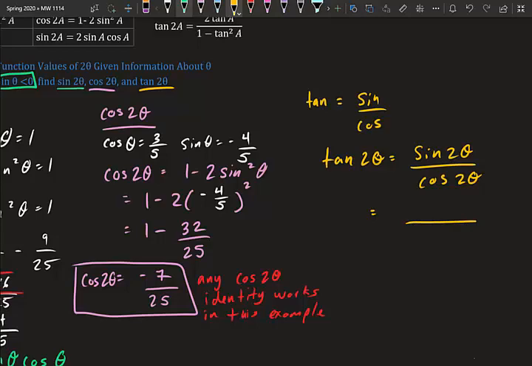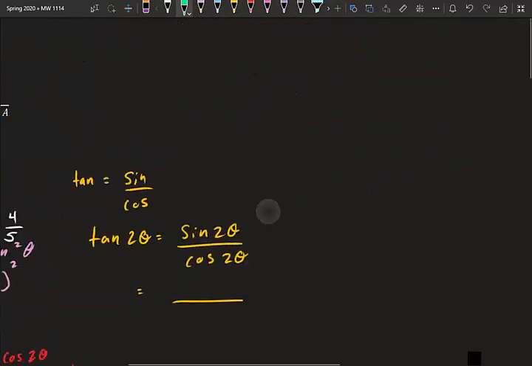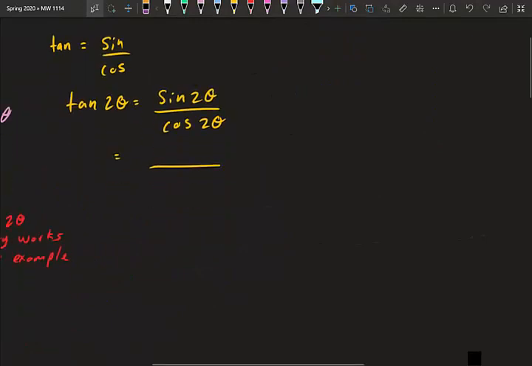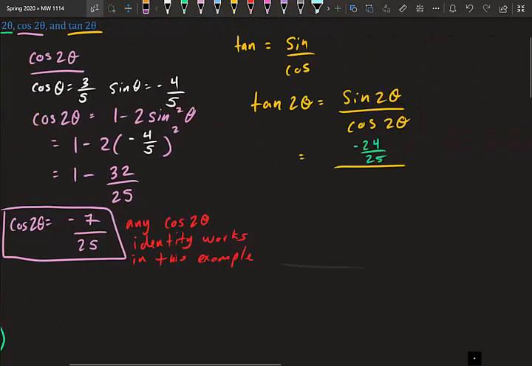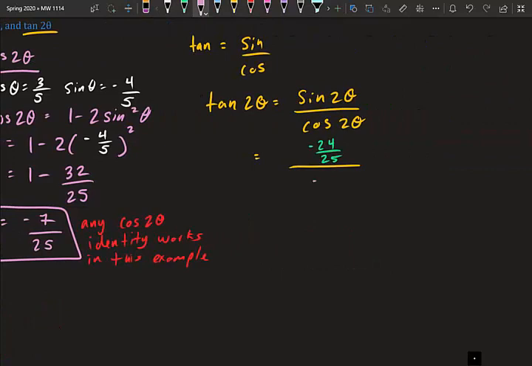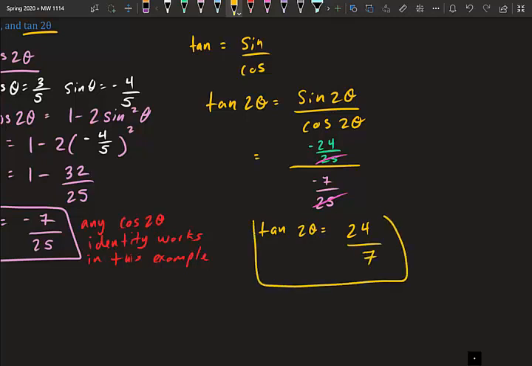So we have sine 2 theta, which was our negative 24 over 25. We found our cosine 2 theta, which was negative 7 over 25. We simplify our fractions. So we get our tangent 2 theta equals positive 24 over 7. Anytime you're trying to find tangent, if you're given sine and cosine and you have those values, just use them for tangent.